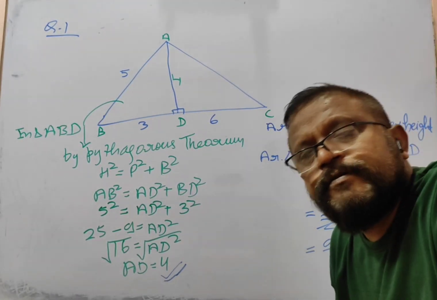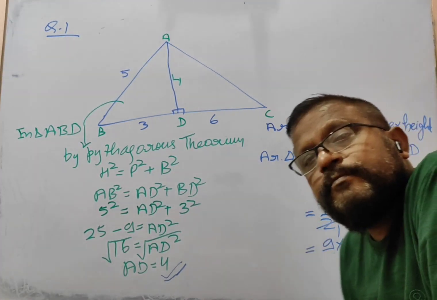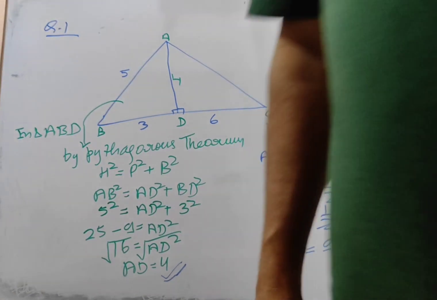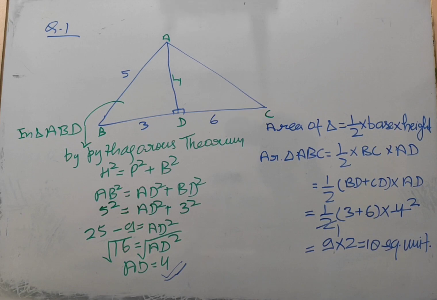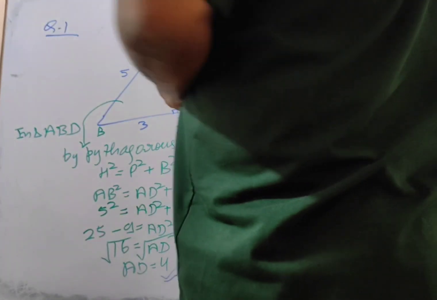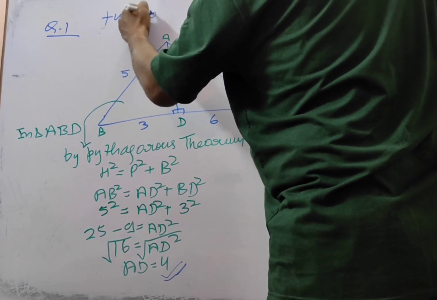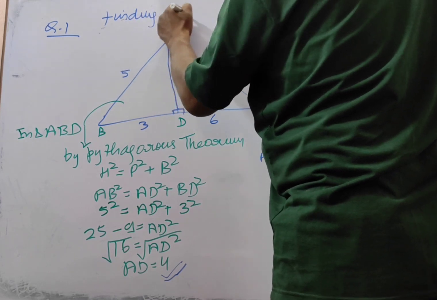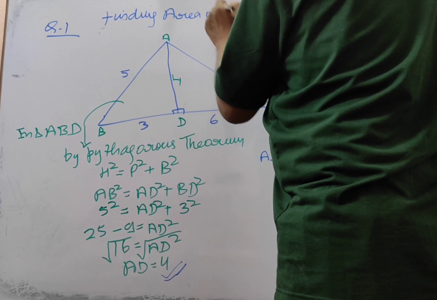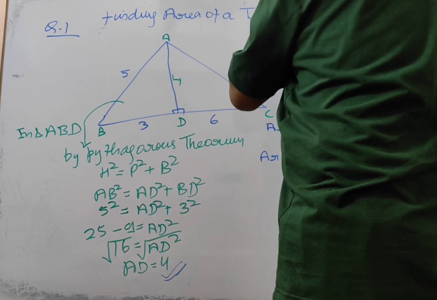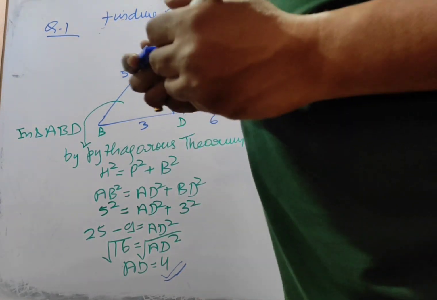So what next we have? This is finding area of a triangle.